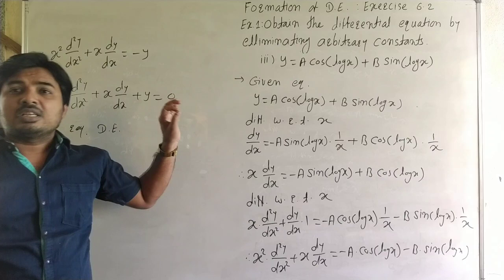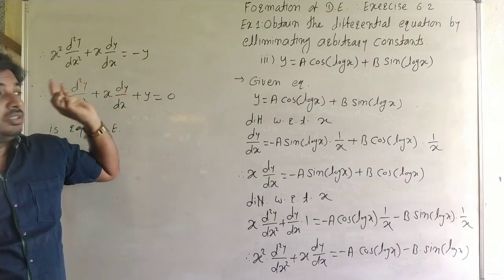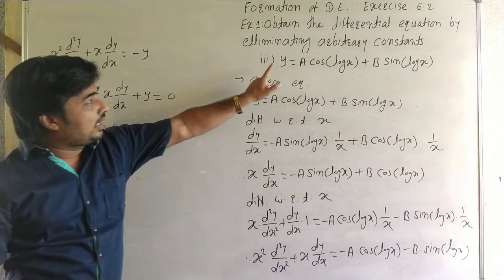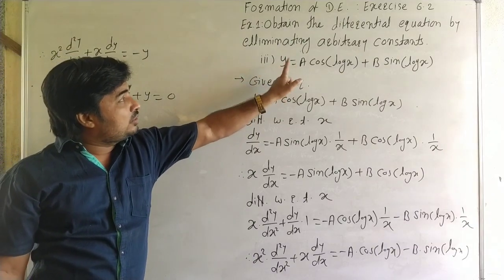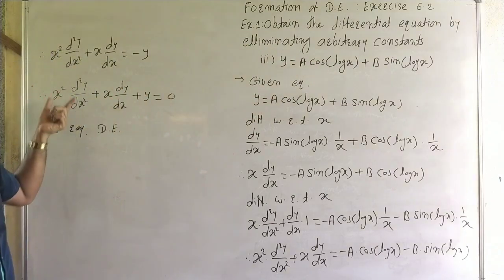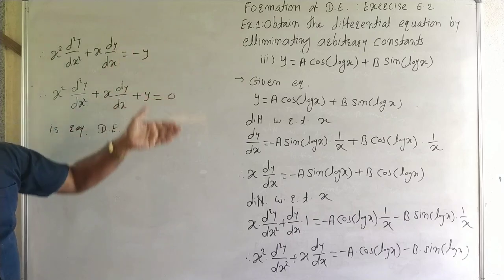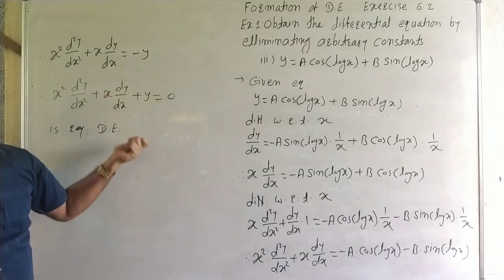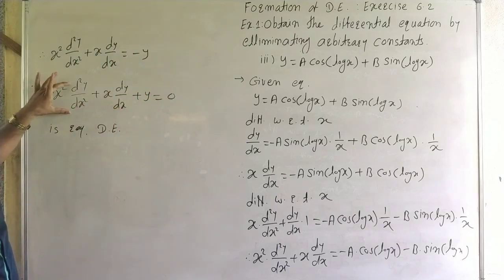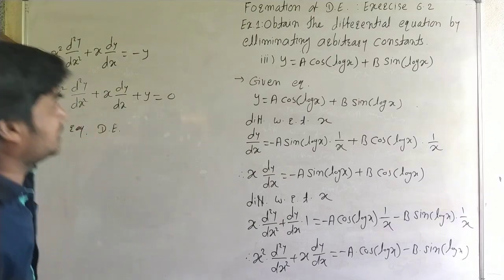See carefully, in the chapter differentiation, second order derivative, a question is asked: if y is equal to a cos of log x plus b sin of log x, then show that x square d2y by dx2 plus x dy by dx plus y is equal to 0. And in this we form the differential equation, that means an equation which contains the derivative of the function. Now we see the next example.